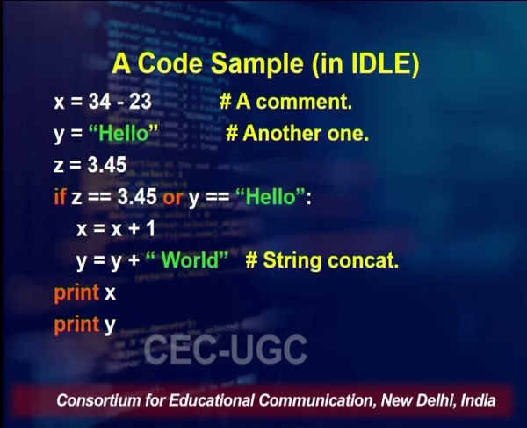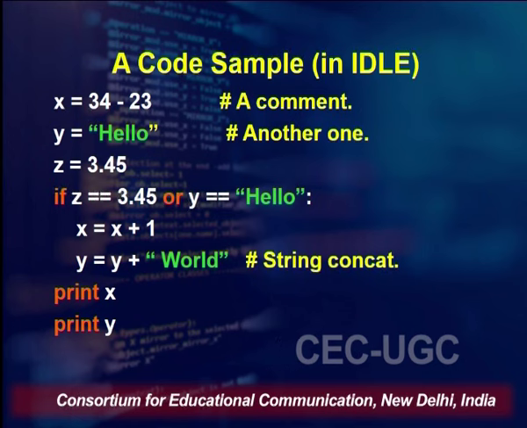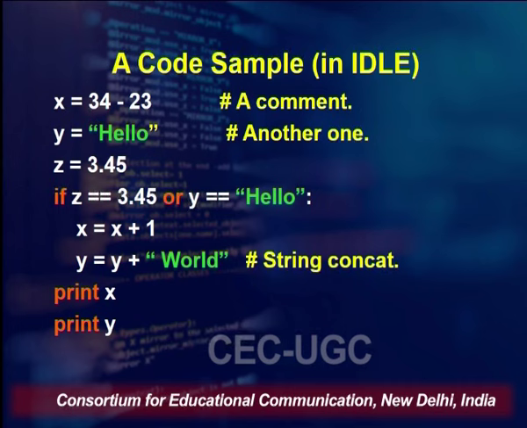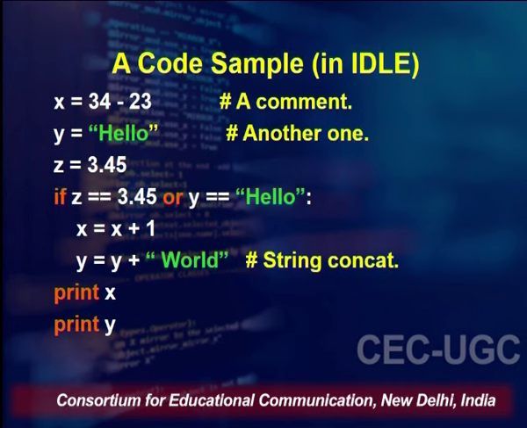Now, here you are using the hash symbol for specifying a comment. So, a single line comment can be shown with a hash, and a multiple line comment can be shown using the 3 quotation marks that we have seen.